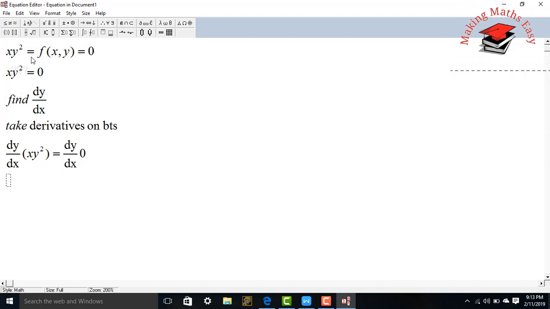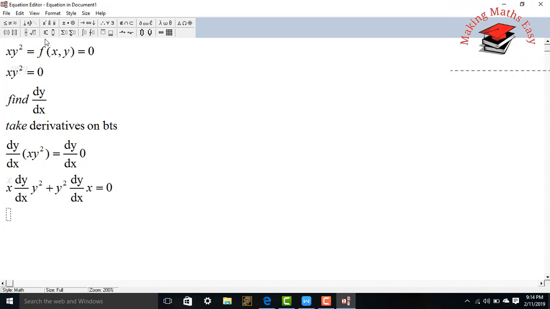So after differentiating on both the sides, we will get x into dy by dx of y square in this case, because we are using the u into v rule over here, and then y square into dy by dx of x, which is equal to 0 in this case.